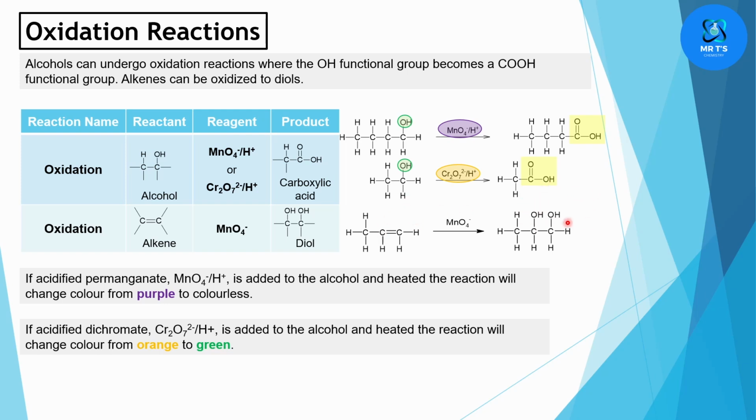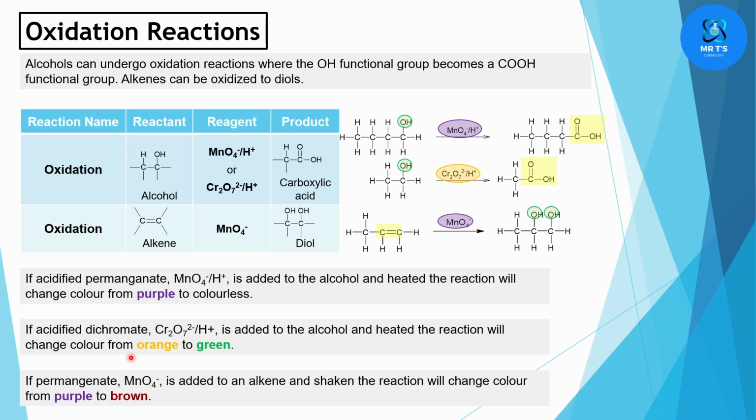So we produce what's called a diol. We change from an alkene to a diol. This is another type of reaction that can be used to identify this species, because if you add permanganate to an alkene, it turns into manganese dioxide, which means that this mixture will go from purple to brown. And these are the types of oxidation reactions we need to know for organic chemistry.